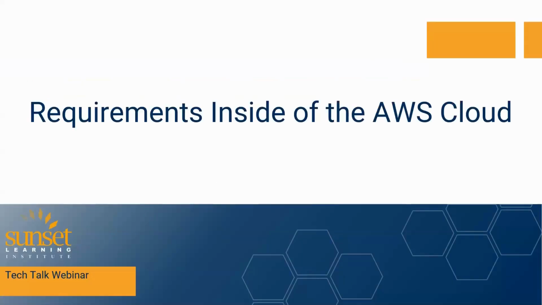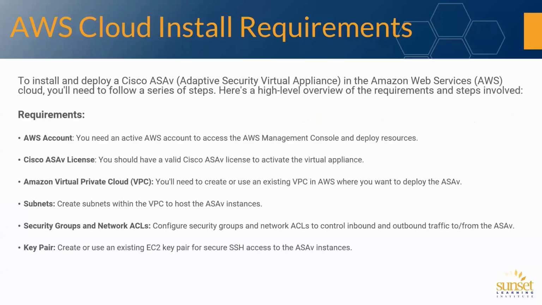Okay, now that's what the adaptive security appliance is. How do we normally deploy it today inside of ESXi? The next step is to take a look at some of the requirements for installing inside of an AWS cloud. As we can see up here at the top, if you want to deploy an ASAv inside of AWS, you have to follow these steps. And keep in mind, folks, there's more going on here, but I'm just doing a high level overview.